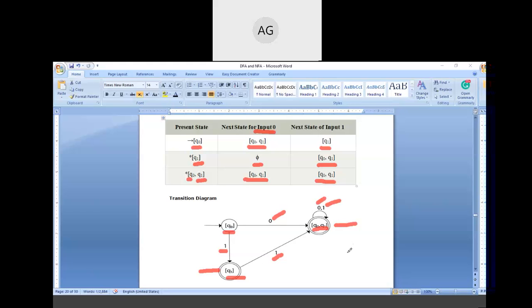So all of you understand it? Just write in the chat box how we can convert the transition table into the transition diagram.